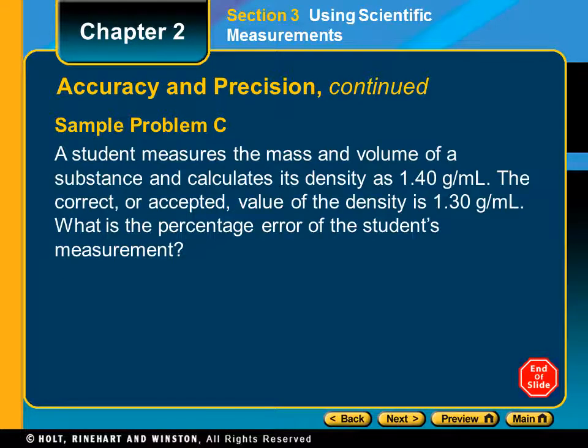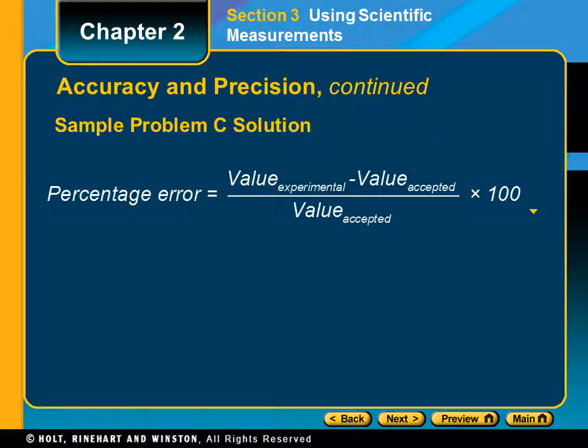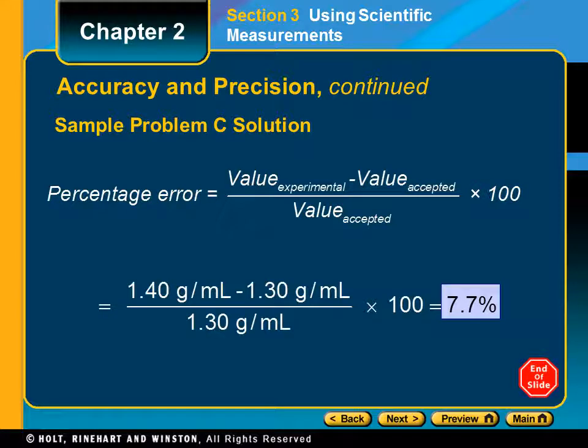What this looks like in terms of a problem: if you have a student who measures the mass and volume of a substance and calculates its density as 1.40 grams per milliliter, and we know that the accepted value of the density is 1.30 grams per milliliter, you can determine the percent error of the student's measurements. We do this by using the formula and then just plugging everything in. And that will end up looking like 1.40 grams per milliliter minus 1.30 grams per milliliter divided by 1.30 grams per milliliter times 100. And in this case, the percent error is 7.7%.